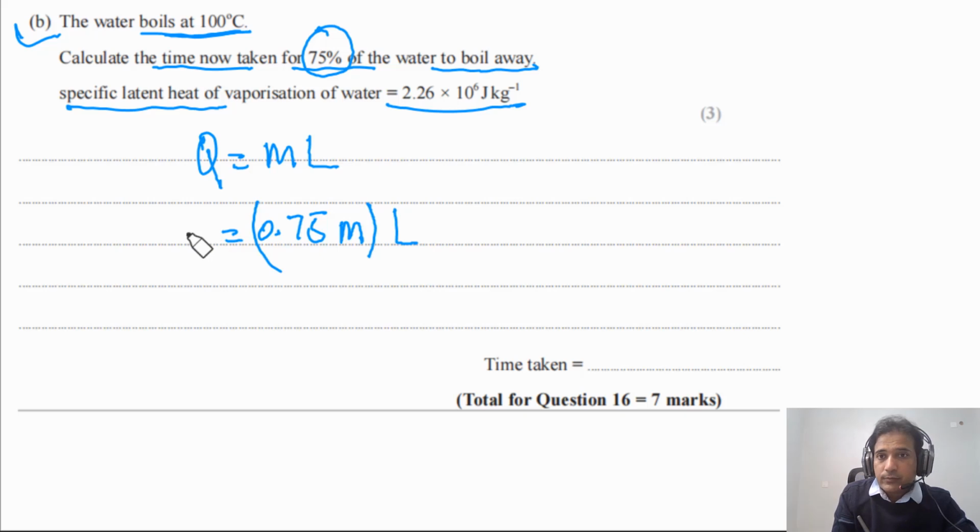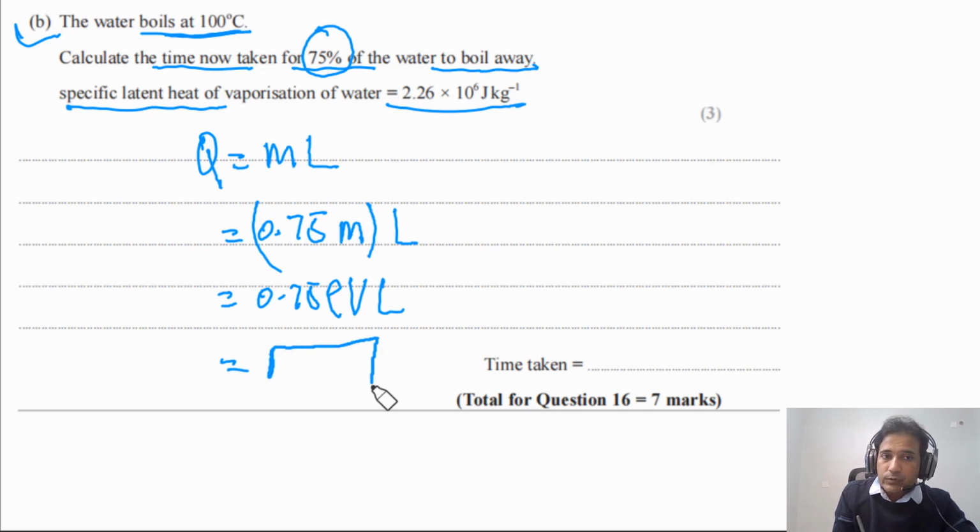As for this one, we need to find the time, but P we have already calculated. So then we will be able to find the time. We will go to that point later. Now simply you need to plug in values. So we have 0.75 times rho times volume times L, and you will be able to get the value of Q. And this L is the latent heat of vaporization, so this is L_V, latent heat of vaporization.